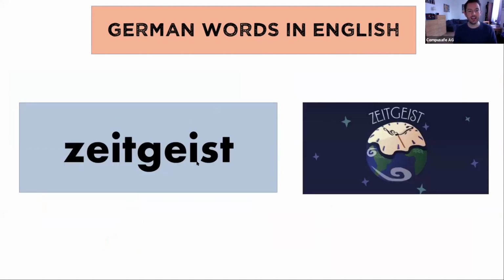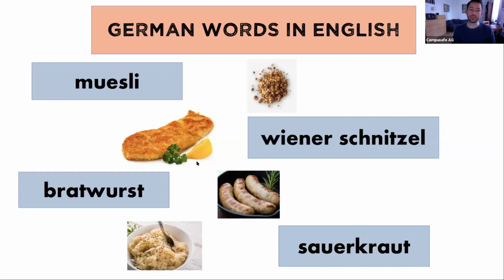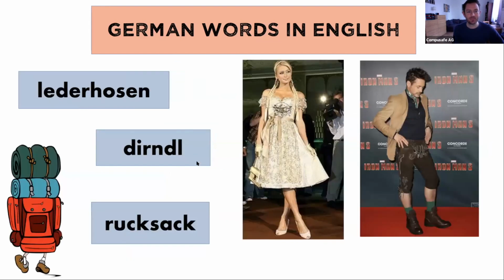Zeitgeist. A lot of these kind of philosophical words we have imported also from German. Of course, the food. Muesli is muesli, right? Wiener Schnitzel is Wiener Schnitzel. Bratwurst is bratwurst. In fact, we make that short sometimes and we say, hey, I'm cooking up some brats. Would you like a brat? But bratwursts are specifically like the Thüringer bratwurst, the thick, big bratwurst. And of course, sauerkraut, very tasty. I'm getting hungry. And then some of these traditional clothes, so lederhosen, dirndl, but even the word rucksack.